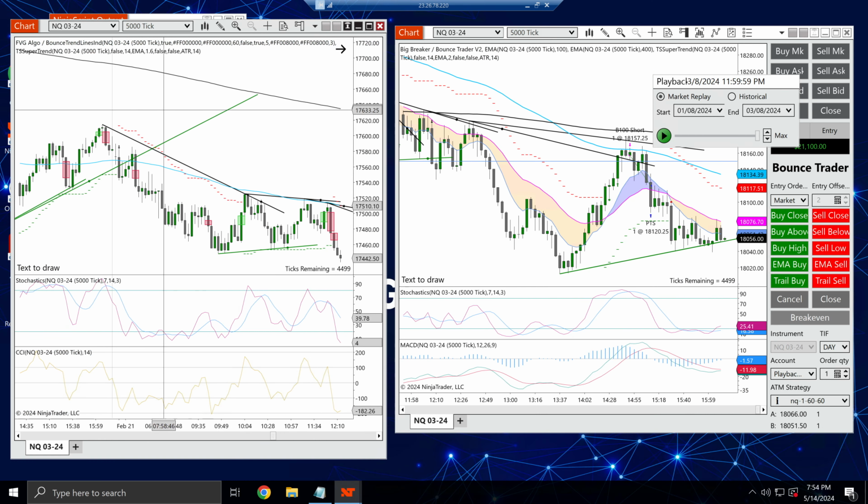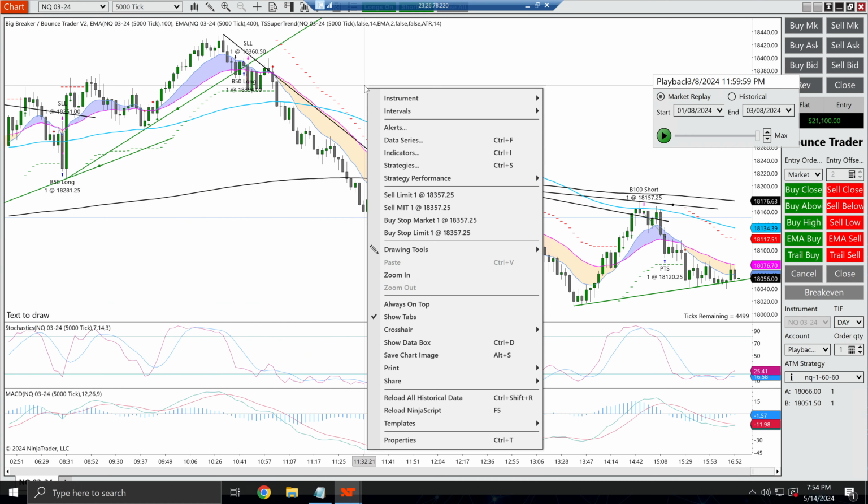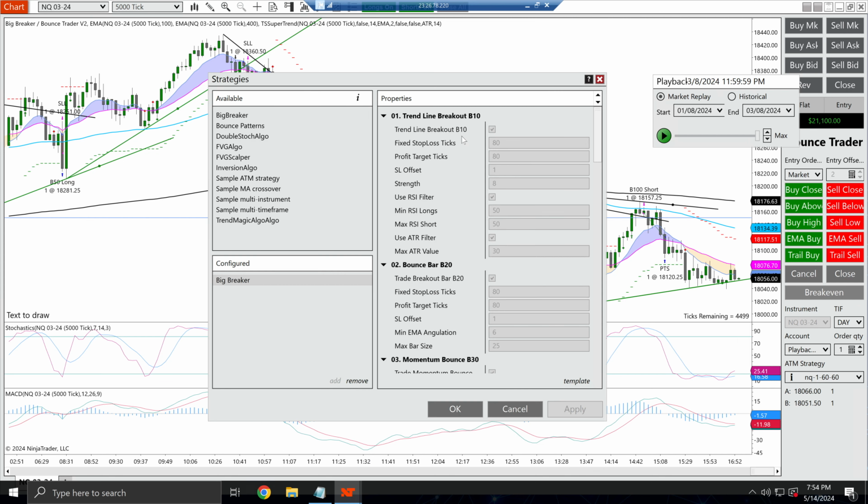So that's FVG Algo trade. So let's look at the big breaker. Now, big breaker has more strategies. It has like 9 strategies or 10, as B10. I had to rename them for the sake of, I just find it better like that.